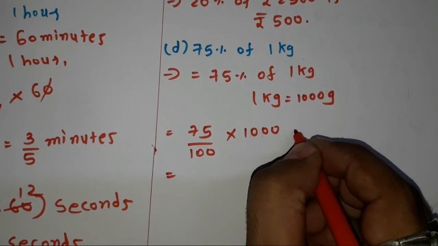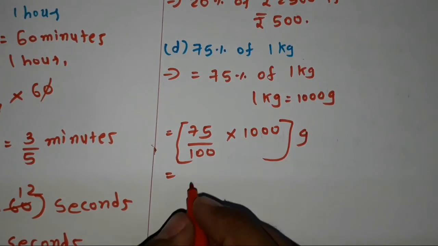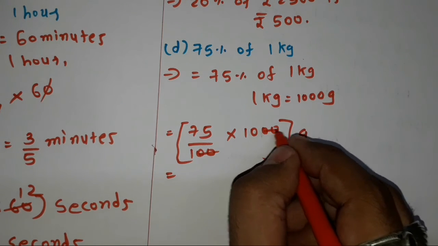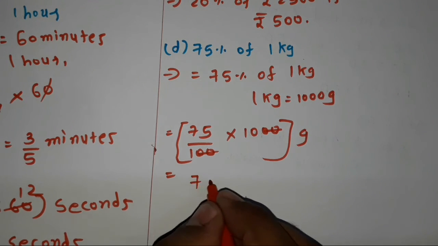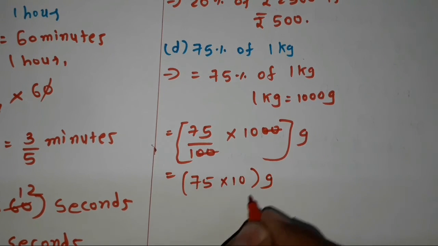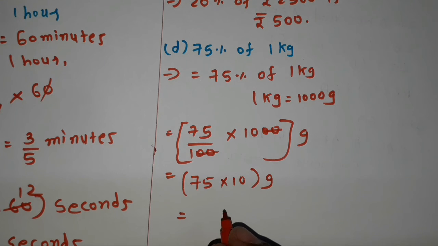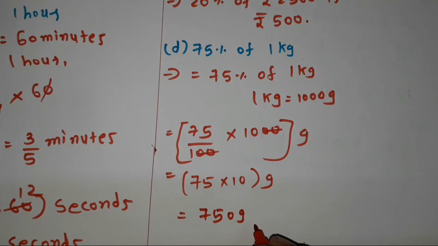So whatever the answer, that will be in grams. So these 2 zeros and 2 zeros will be cancelled. So 75 multiplied by 10 grams. 75 multiplied by 10, I will get 750 grams. So the answer is 750 grams. Or if the question says find the answer in kg.